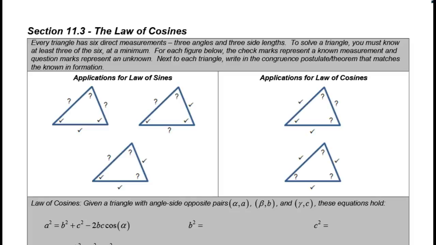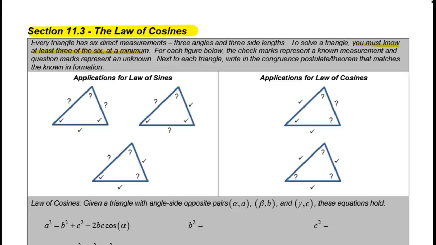We are working in section 11.3 this week, the Law of Cosines. First thing I want to mention here is that this is something we talked about in the last lesson, but every triangle has 6 direct measurements, 3 angles and 3 side lengths. When I ask you to solve a triangle, it means you have to find all the missing side lengths and angle measures. In order to do that, you must know at least 3 of the 6, and that's a minimum requirement.